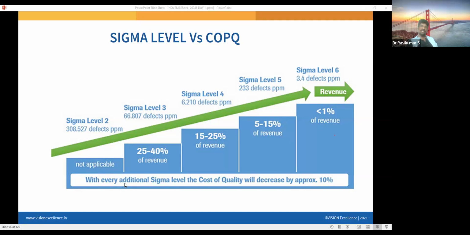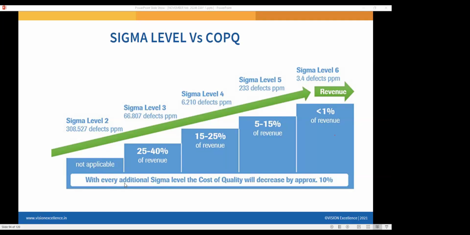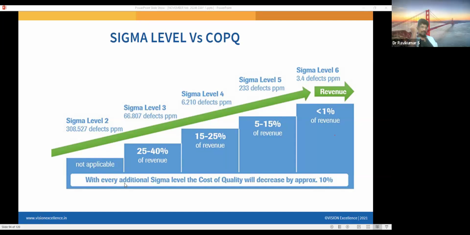Yes, Nataraj, is your company worried about COPQ or revenue? Sir, revenue. I got it, I understood. But see, the title is what you have to show: sigma level versus COPQ.